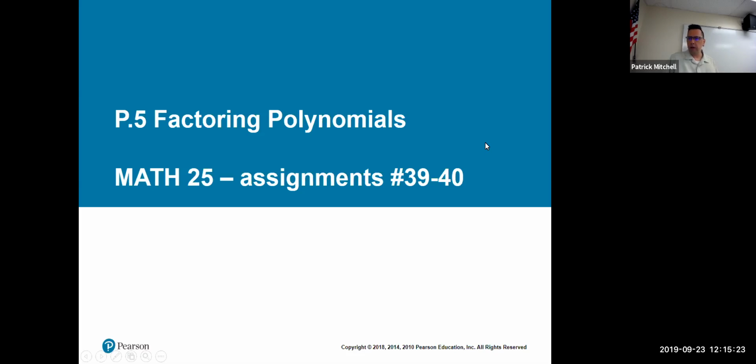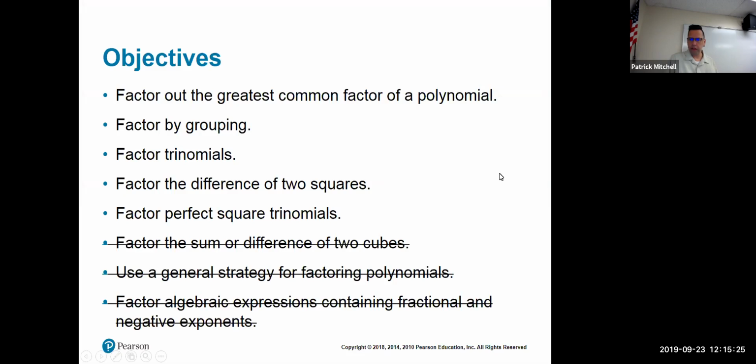So when I go to the objectives for this section, you see that I have a few things crossed out. These things that I have crossed out are not going to really come up in Section 5.1. Now, sometimes what I say to you is, okay, I'm not going to cover these things in the trig class. We'll do them when we get to pre-calc.